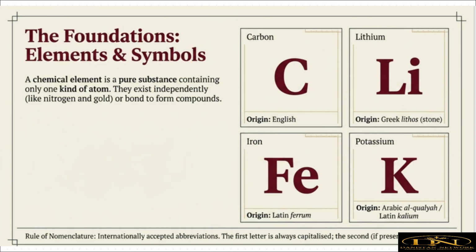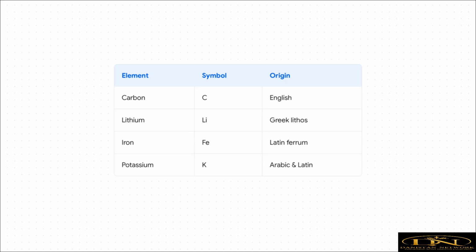But check out these fascinating historical origins. While carbon is just a simple C from English, lithium's Li actually comes from the Greek word lithos, meaning stone. Iron is Fe from the Latin word ferrum. And potassium's K? That is a fantastic blend of history, deriving from the Arabic alqualia and the Latin collium. Pretty cool, right?